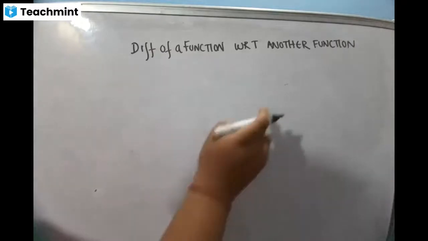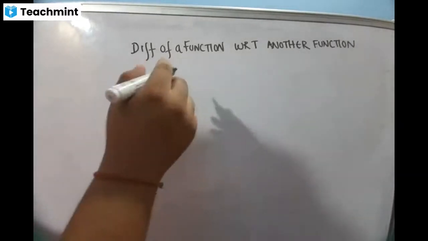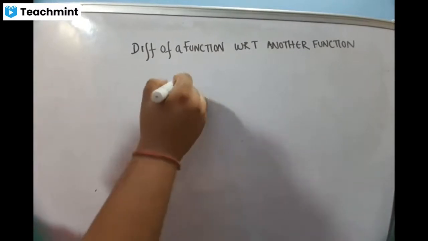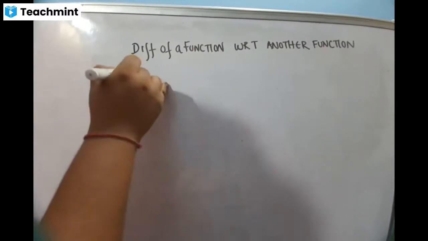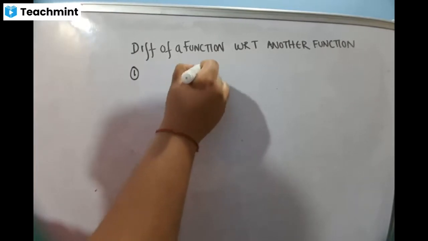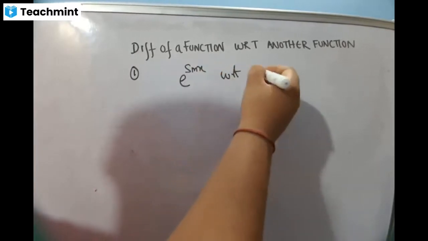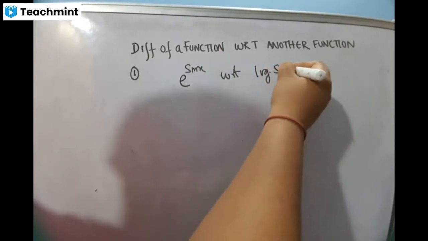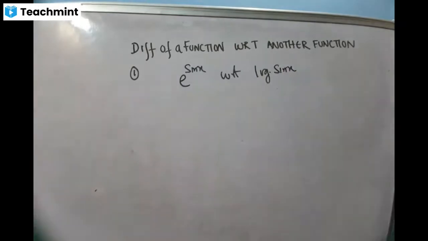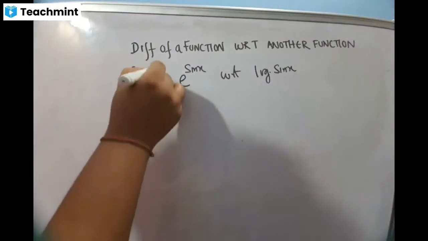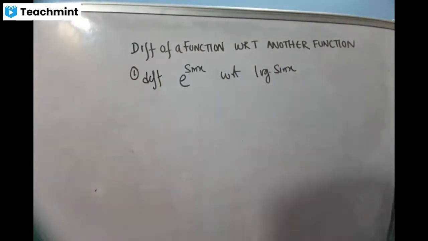I'll just give you a simple example. Question number 1. You have to differentiate e to the power sin x with respect to log sin x. So these type of questions, normally you have to differentiate a variable with respect to a variable. Now they are telling us to differentiate one function with respect to another. So how do you do this?